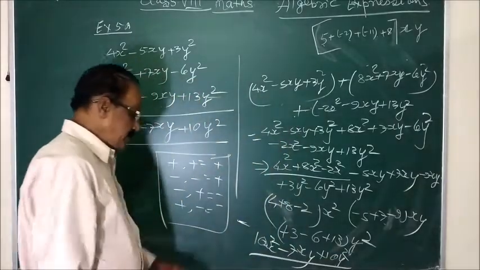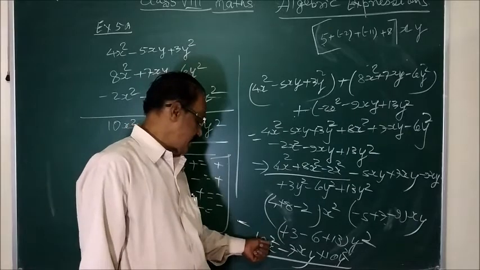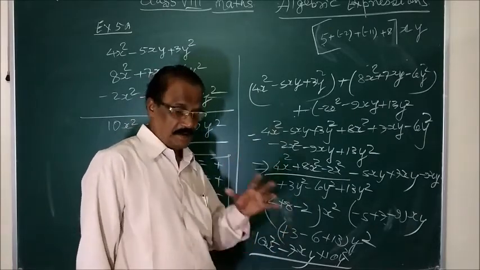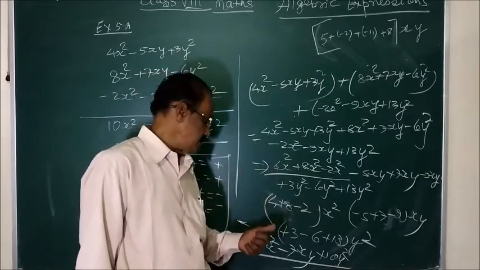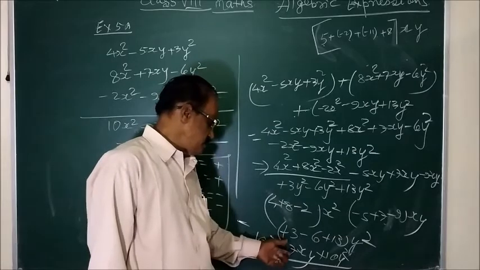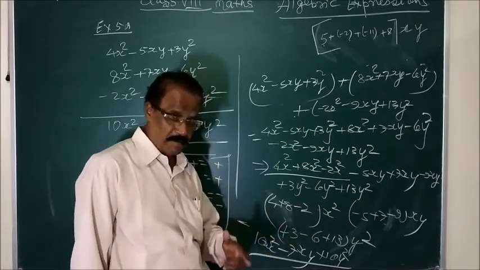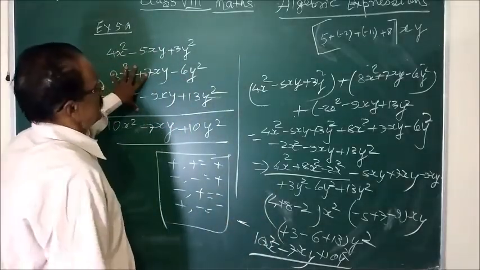Why xy squared? Can we add or subtract these? No, because they are not like terms. Like terms can be added or subtracted. These are unlike terms because the powers are different. Maybe the variable is the same, but the power and variable both should be the same. So this is the sum and difference.